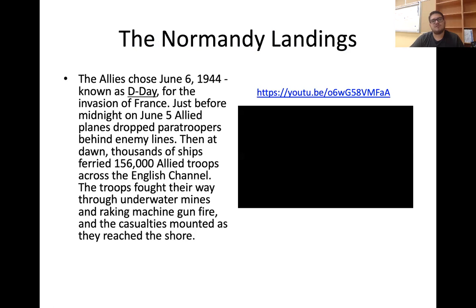Just before midnight on June 5th, Allied planes dropped paratroopers behind enemy lines. Paratroopers are troopers with parachutes, where they go in planes and then jump out, and then they hide. They wait, and then they sneak attack. Then at dawn, thousands of ships ferried 156,000 Allied troops across the English Channel. The troops fought their way through underwater mines and raking machine gun fire, and the casualties mounted as they reached the shore. Another incredible video here. If you guys want to watch that, please do.